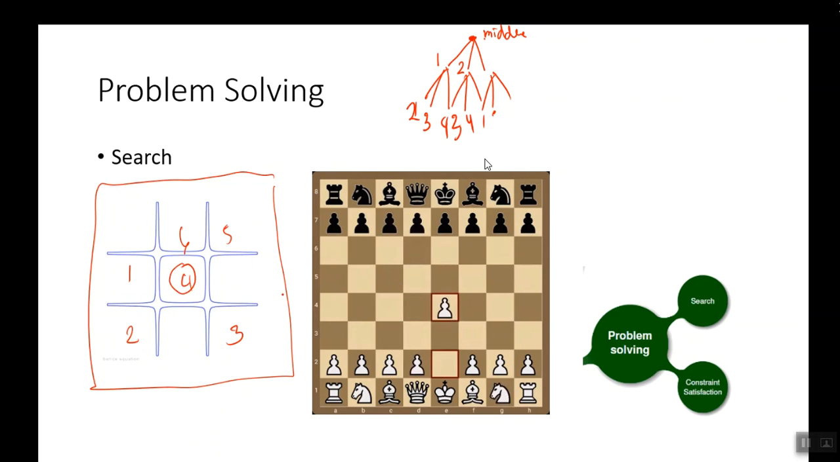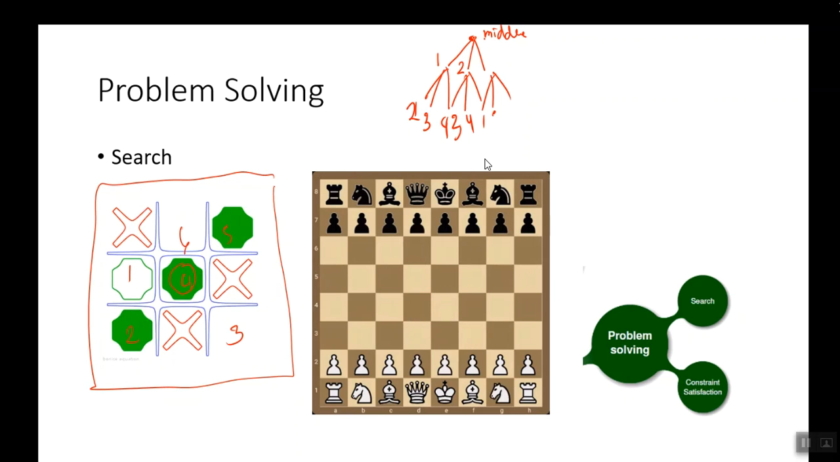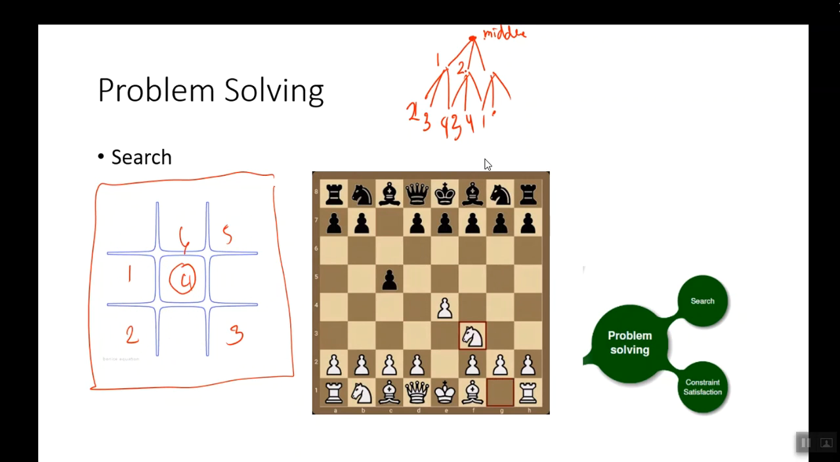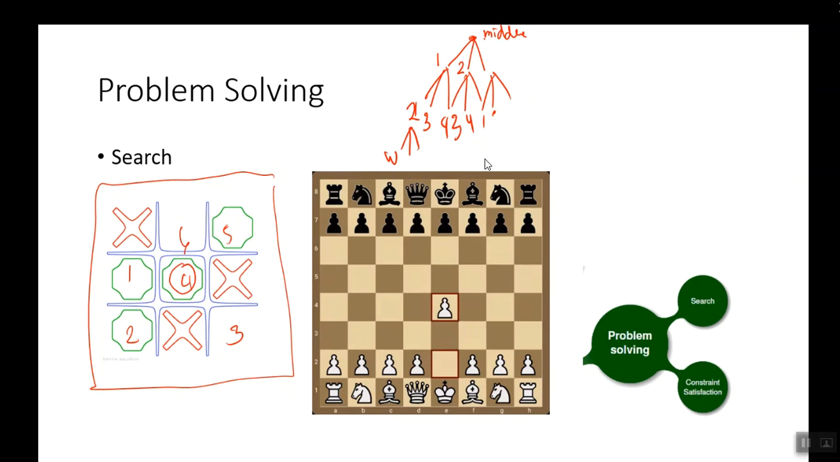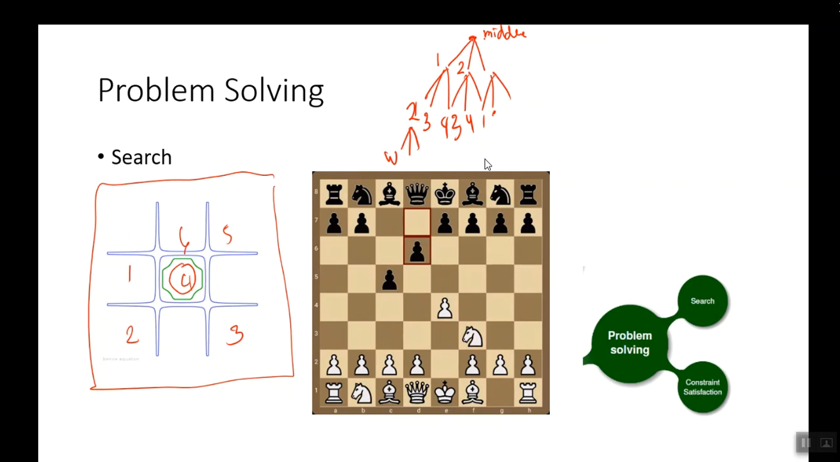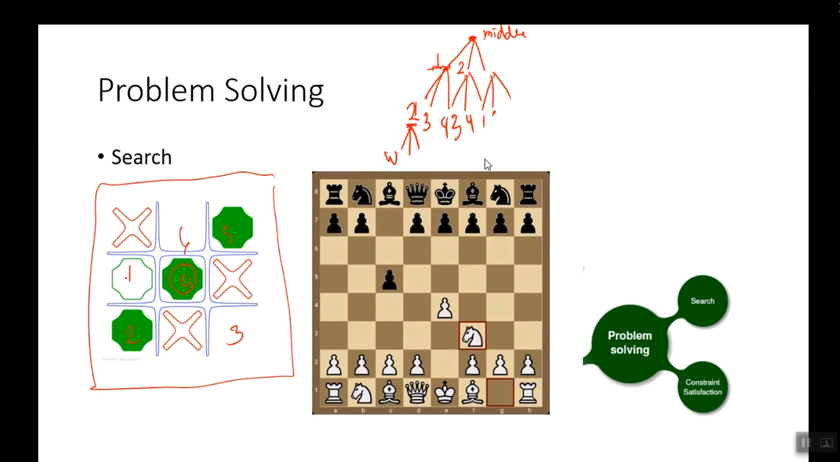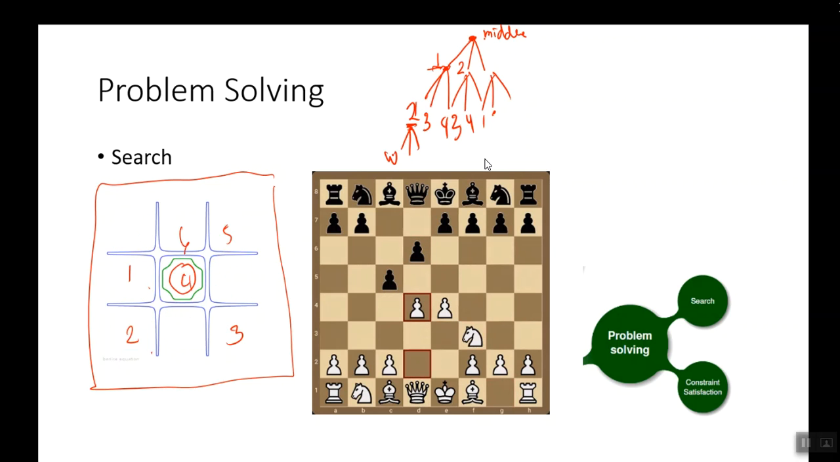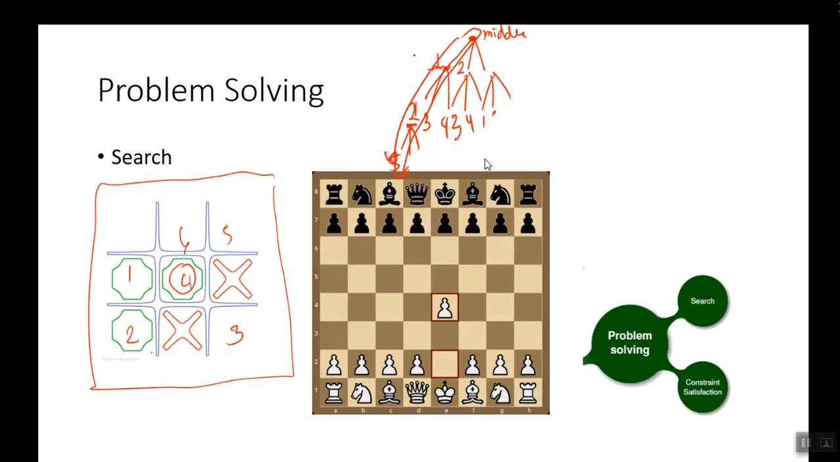For example, what the AI would do, after putting a piece in the middle, is find the path that would give him the win. In this case, after going to the middle, he went to 1, and then he went to 2. Afterwards he went to 5 for the win. So he used this path to win. Am I clear?